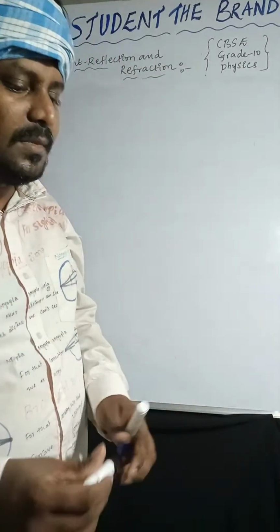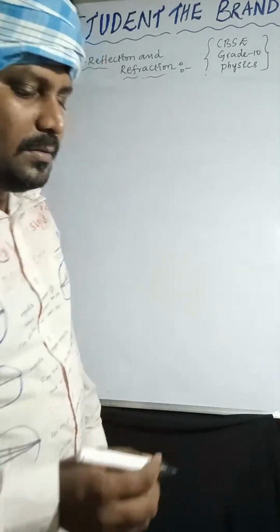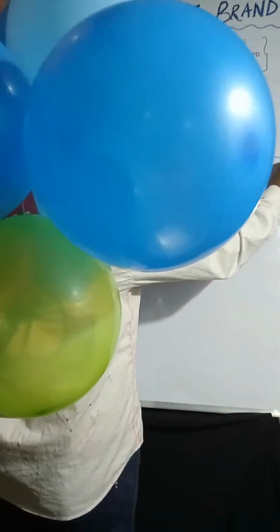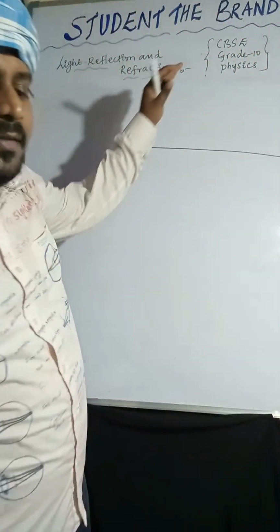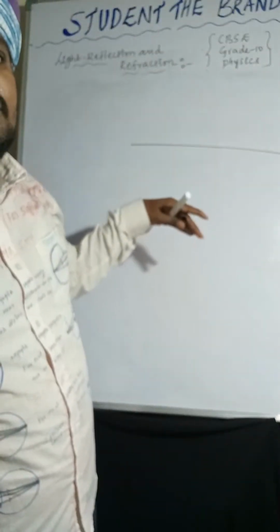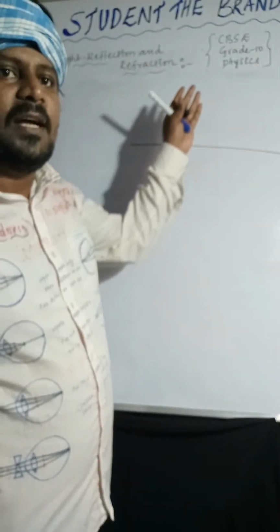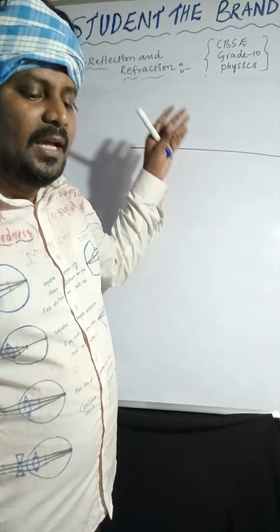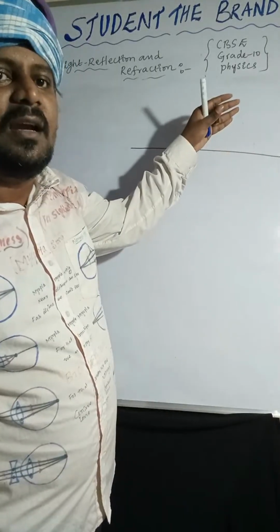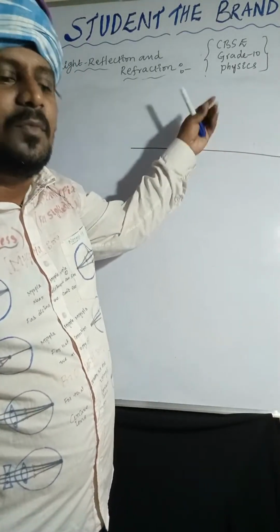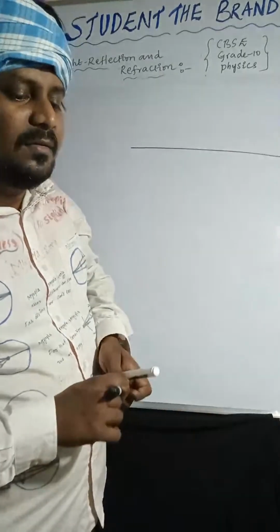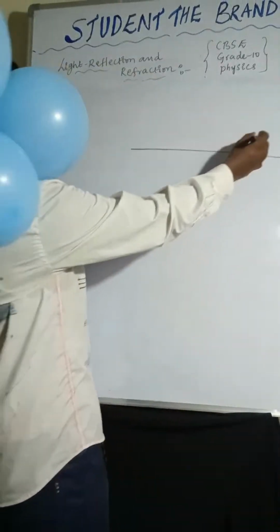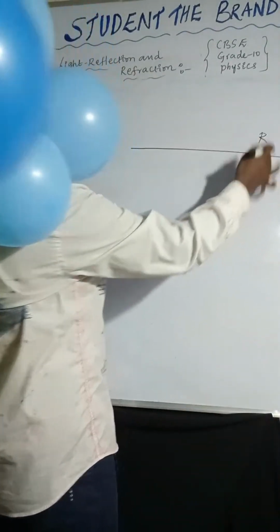Now, normally if the light ray is passing from rarer to denser, it bends towards the normal line. If the light ray is moving from denser to rarer, it moves away from the normal line. Yes or no? Okay, so that's why this is the rarer medium and denser medium.